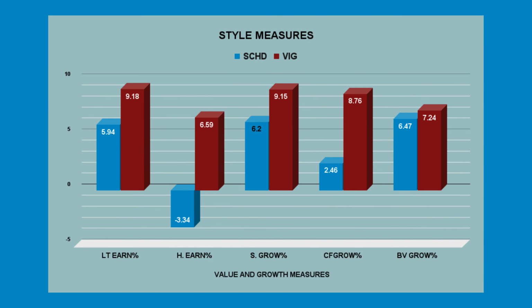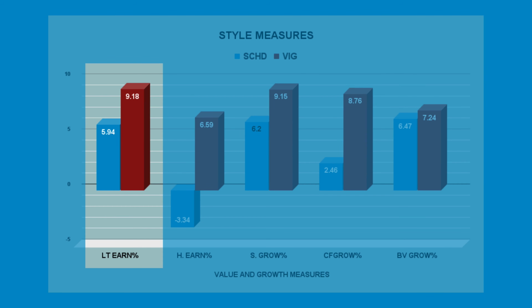Let's shift gears to growth measures. We'll compare long-term earnings, historical earnings, sales, and more. Looking at long-term earnings growth, VIG leads with 9.18% compared to SCHD's 5.94%.